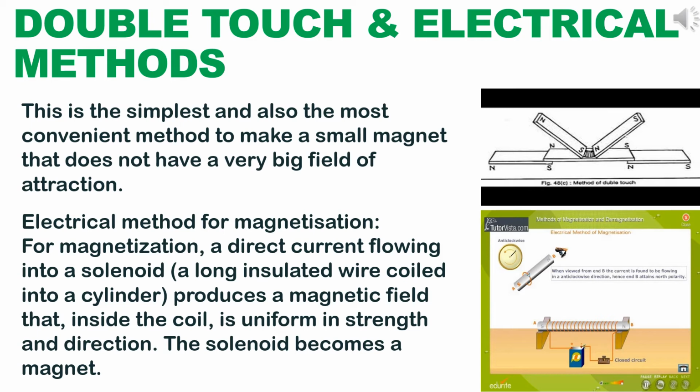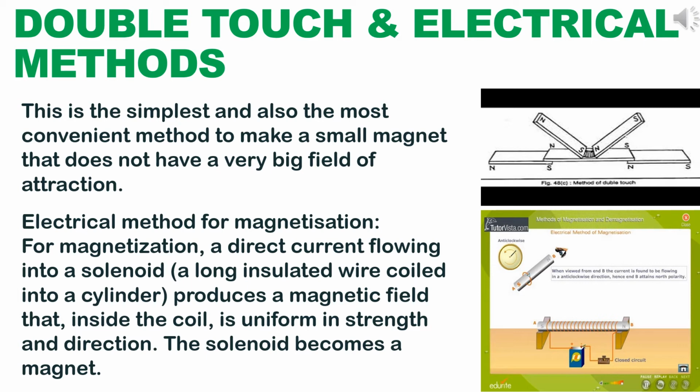Electrical method for magnetization. A direct current flowing into a solenoid, that is a long insulated wire coiled into a cylinder. See the diagram, one solenoid has been given. It produces a magnetic field that inside the coil is uniform in strength and direction. The solenoid becomes a magnet. So in the electrical method, on the rod to be magnetized, insulated copper wire is wound from one end to the other. Now, on sending direct current through the wire, the rod is found to have been magnetized.